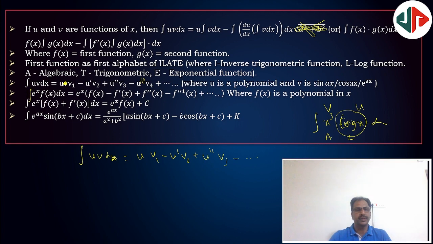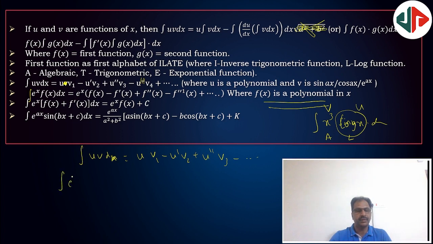Next, integral e power x into f of x dx. Here f of x is a polynomial in x. Integral e power x f of x is nothing but e power x into f of x minus f dash x plus f double dash x minus f triple dash x and so on.